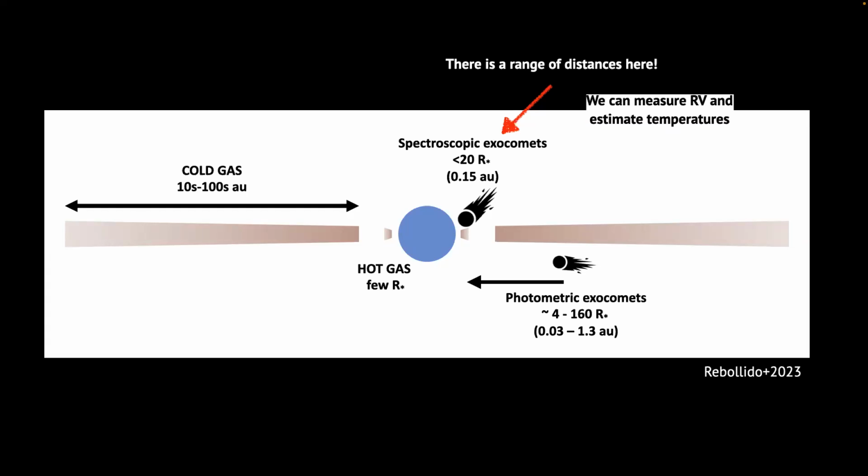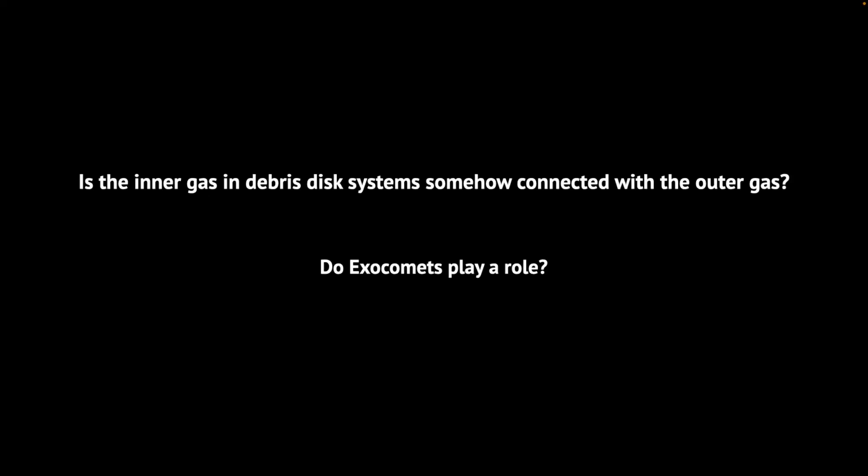So my point with this slide is that Fabian Kiefer, if you remember, I just mentioned, suggested that there are two families of exocomets around Beta Pictoris, and this could also be evidence of that. We could have different families of exocomets with spectroscopic and photometric comets. So I told you about the inner gas, and I told you about the outer gas. Are they connected? Is there any evidence that exocomets play a role in connecting the outer gas with the inner gas? Are they produced in the same events, in the same evaporations, in the same collisions?